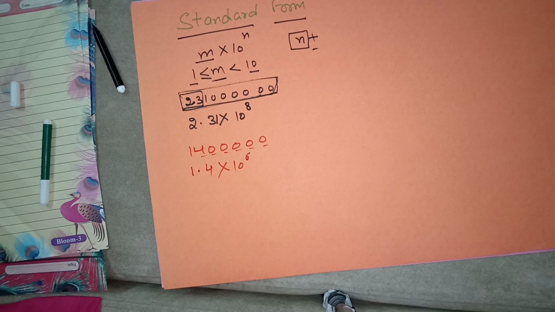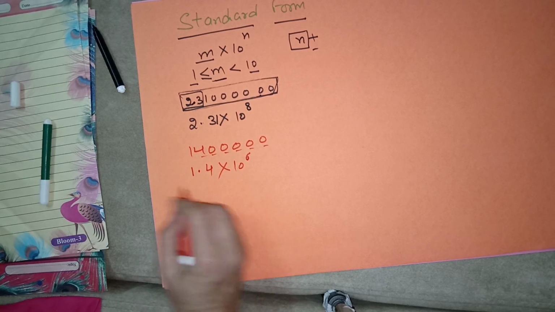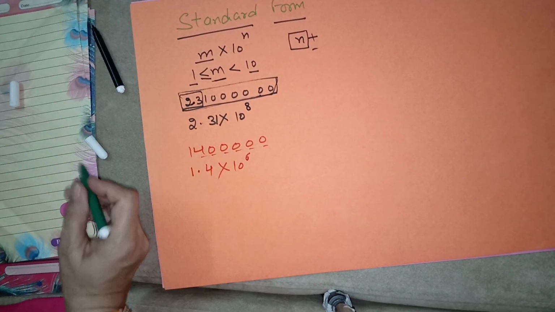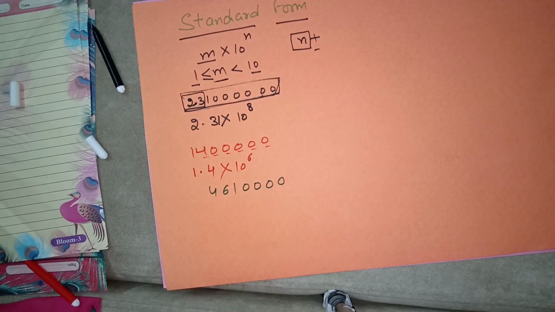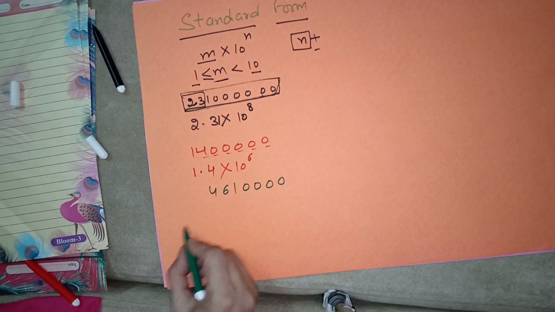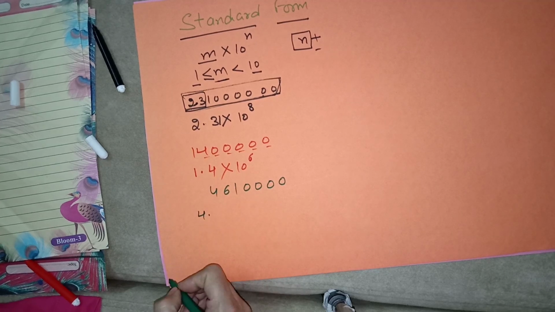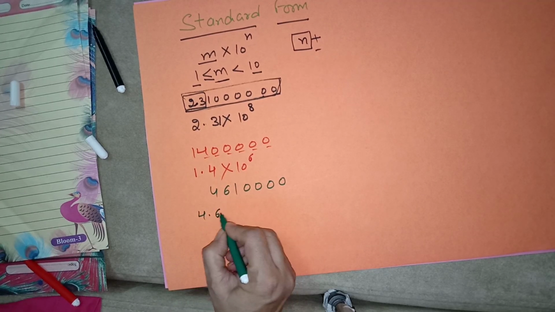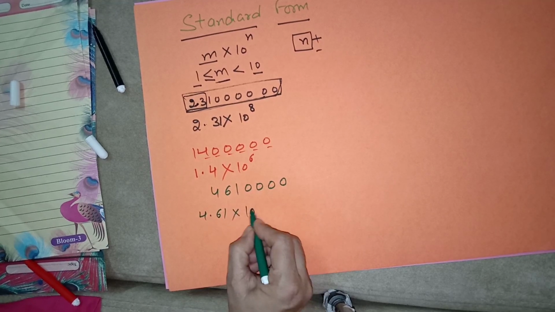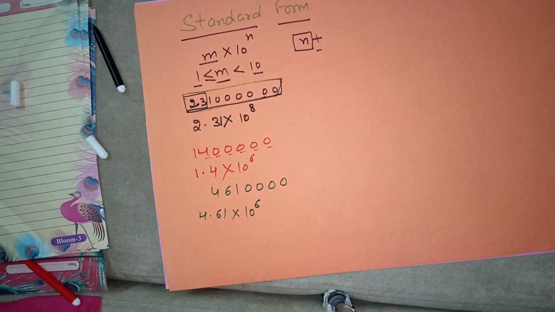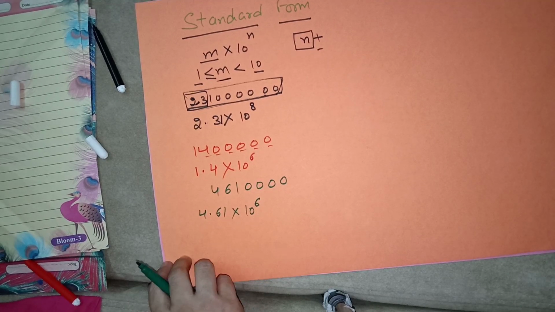Yes, I can give you one more example. For example, 4 6 1 2 3 4. How to write it in standard form? Yes, very good. First the decimal after the first digit, then the digits 6 and 1 you write as they are, then count the digits: 1 2 3 4 5 6. 10 raised to power 6. Any doubt? No. Yes, that is the standard form.